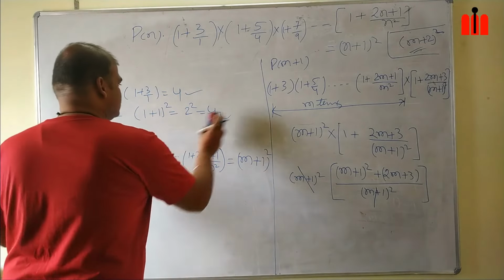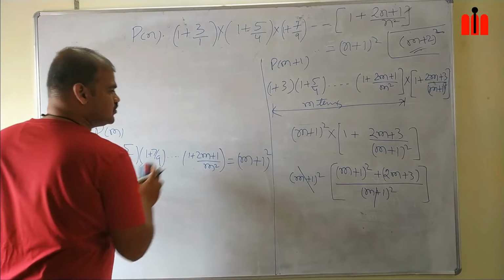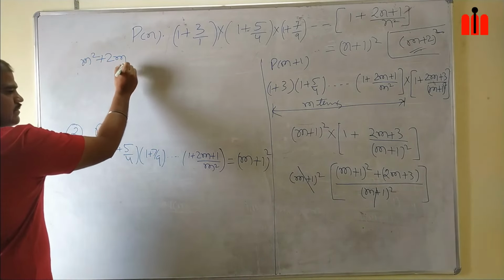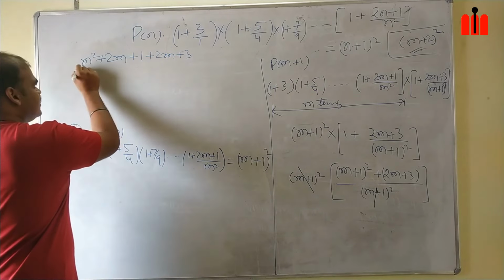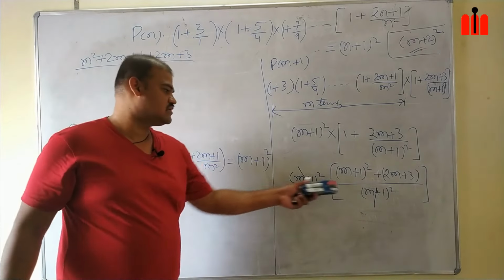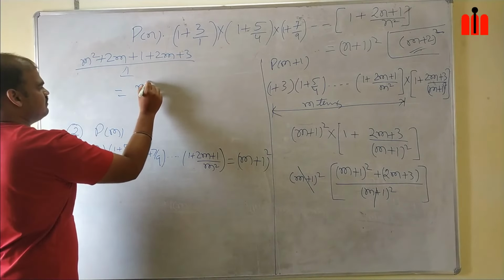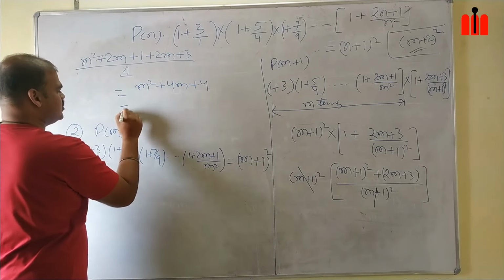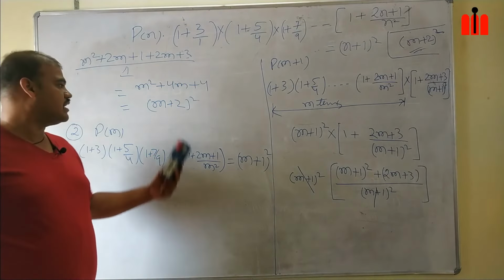So I will use this side of the board. I will rub this out, check step. So it will be m square plus 2m plus 1 plus 2m plus 3, whole divided by nothing, it is 1 only. m plus 1 is cancelled. So this will be 2m plus 2m, it will be 4m. So it will be m square plus 4m, and this 3 plus 1 will become 4. So this is m plus 2 whole square.